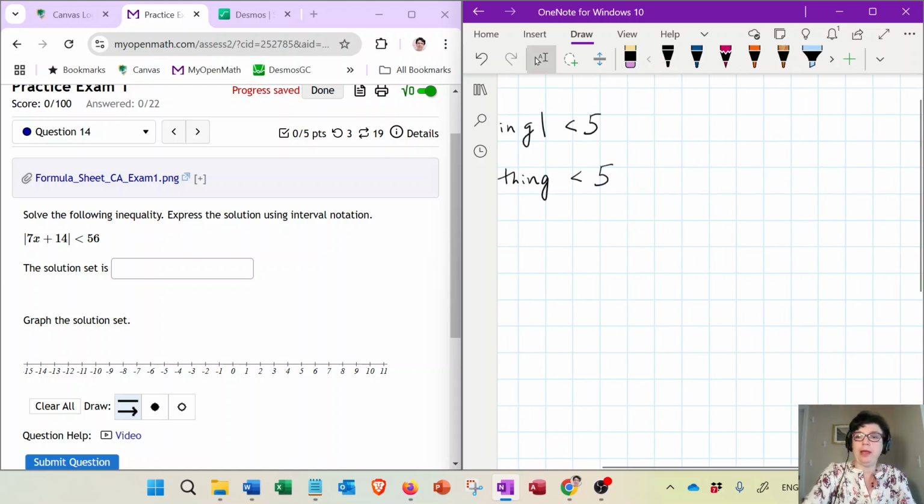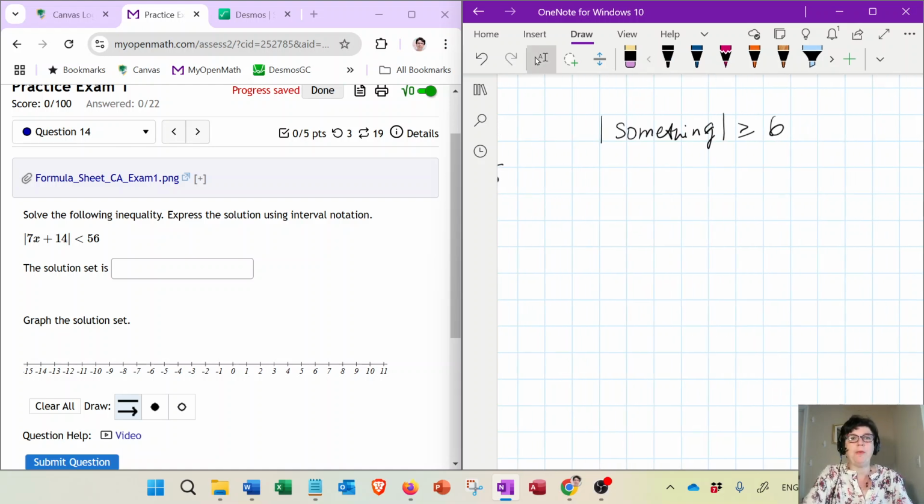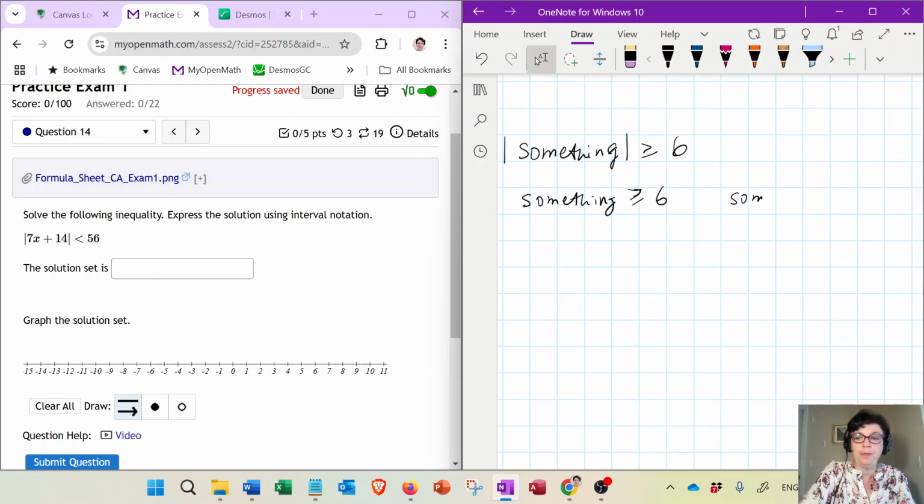That's one type. The other type would be if it was something in absolute value greater than, or maybe greater than or equal to, for example, 6. What happens there? So you are saying I'm further away from my house by more than 6 miles. Well, that means that I could be more than 6 miles on the east, right? So that's just greater than or equal to 6. But I could also be less than or equal to negative 6. So I could be somewhere on the west side, right? And more than 6 miles away.